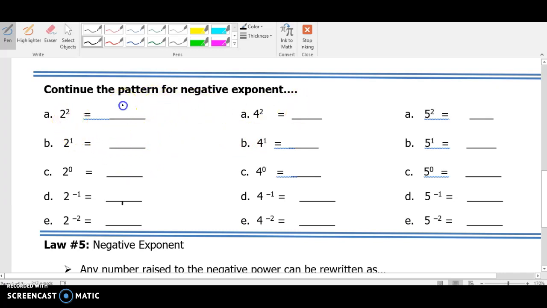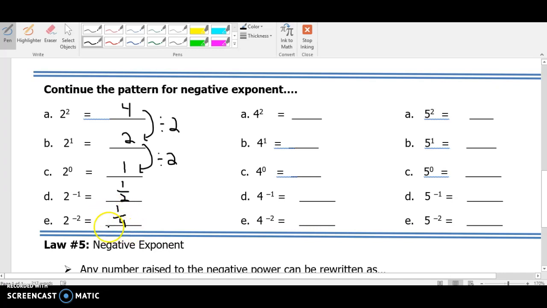So if I have 2 squared, I know that equals 4. If I have 2 to the first, then it equals 2. We just established 2 to the 0 equals 1. Now, if you remember, I'm getting these numbers by dividing by 2 every time. So if I keep that up, I can get what 2 to the negative 1 equals. That's going to equal 1 over 2. And in fact, I can divide by 2 again to get what 2 to the negative 2 equals, and that equals 1 over 4.